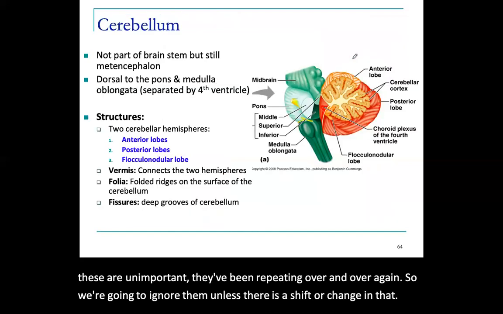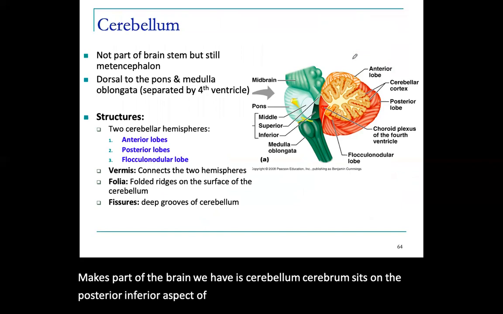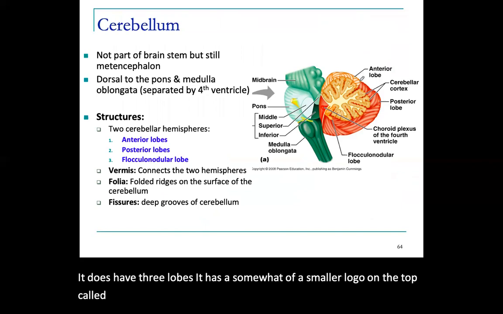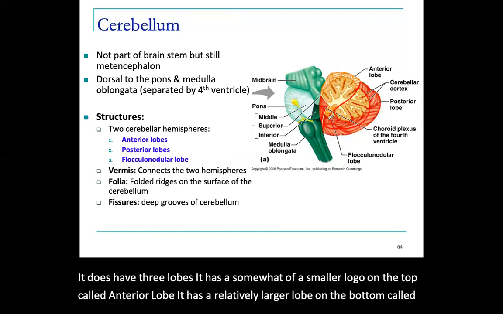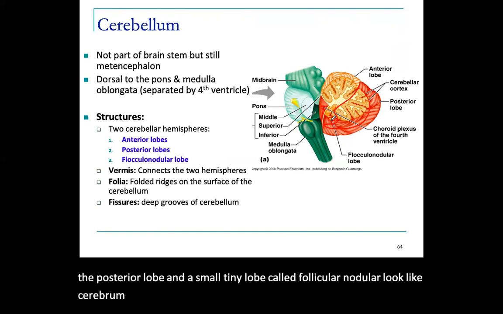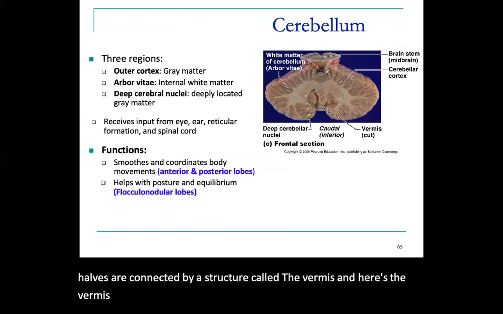Next part of the brain we have is cerebellum. Cerebellum sits on the posterior inferior aspect of the brain. It has 3 lobes. It has a somewhat smaller lobe on the top called the anterior lobe. It has a relatively larger lobe on the bottom called the posterior lobe, and a small tiny lobe called the flocculonodular lobe. The cerebellum is also made up of 2 halves, and those 2 halves are connected via a structure called the vermis. And here's the vermis right here. So here are your 2 hemispheres of the cerebellum.